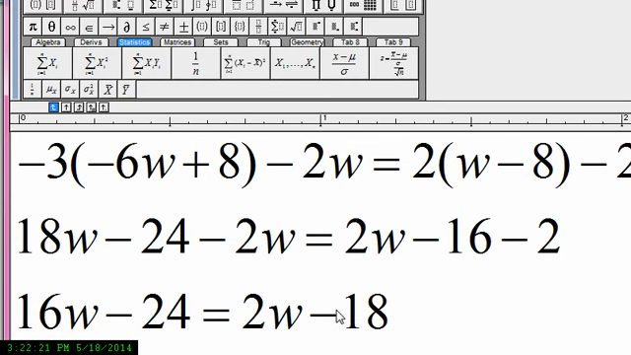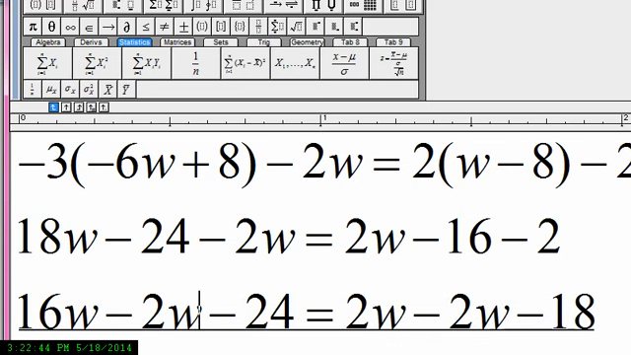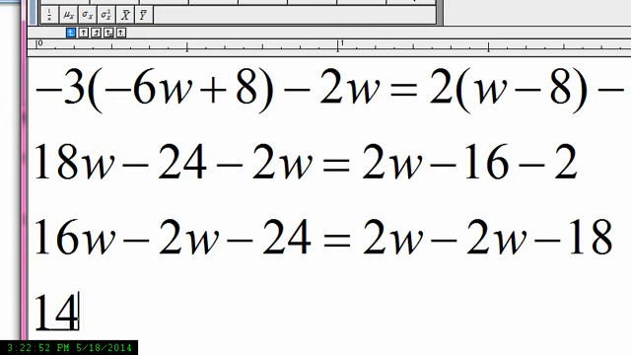Since it's a linear equation, we want all the variable terms on one side and the constants on the other. So I'd like the 2W and the 16W on the same side. I'm going to subtract the smaller, a 2W, from both sides. On the right-hand side it cancels, and on the left I get 14W. And so we get 14W minus 24 equal to minus 18.